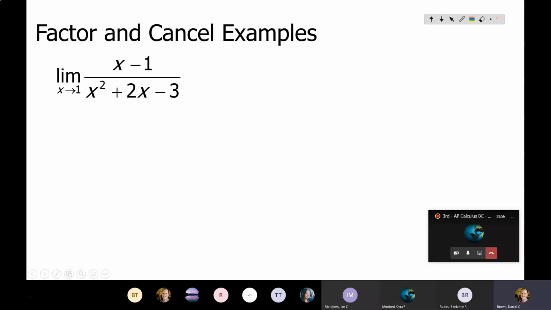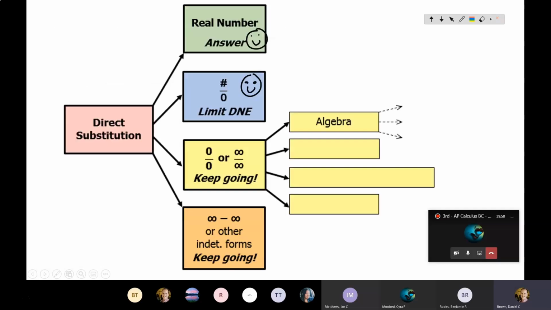So, things that we can do when we are filling in that chart. There's algebra, and there's really two main things that you can do. The first one is the one that we saw with rational functions. You might want to factor and cancel. That is one option, and that's often the easiest one if you have polynomials and things like that.